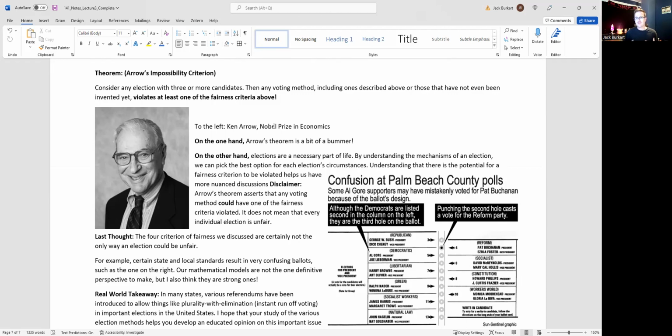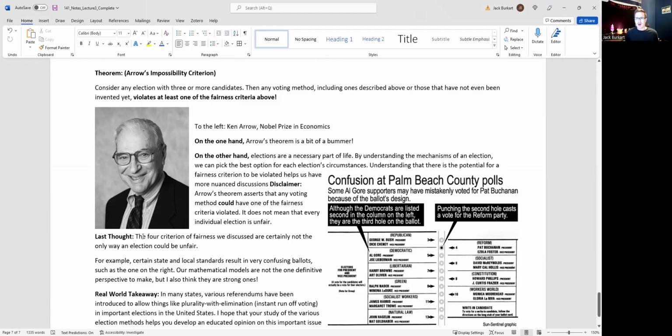It's very, very important that we are educated consumers when it comes to our knowledge of different voting methods. One standard disclaimer: Arrow's theorem asserts that any voting method could have one of the fairness criteria violated. It doesn't mean that every individual election is unfair, but that there are examples of elections using these methods where the fairness criteria are violated.